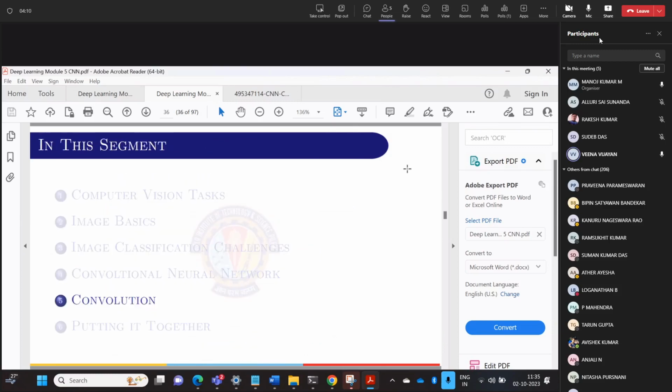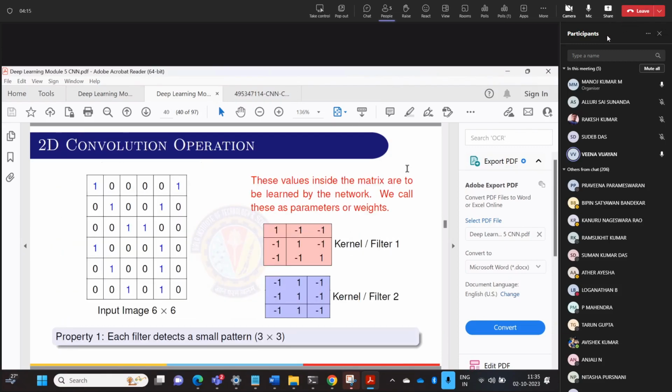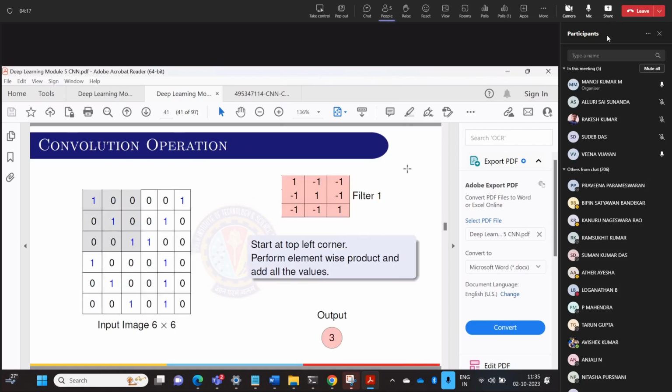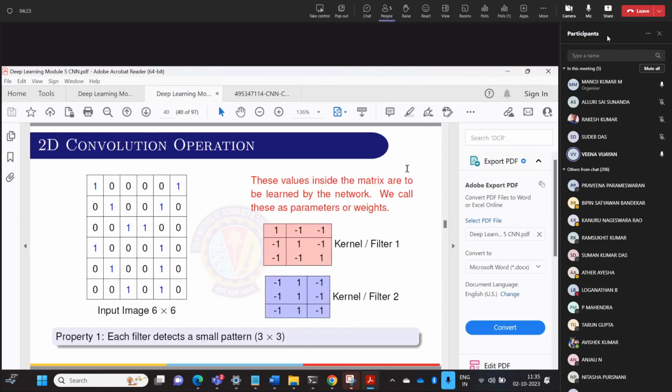So the questions which we were discussing the other day, it is covered in this PPT as well, on convolution, how the operation is happening and all. So if you see here, mainly what I could understand is there are three terminologies. One is the input image, the second is kernel filter or the feature detector, and the third one is the output, which is called the feature map.